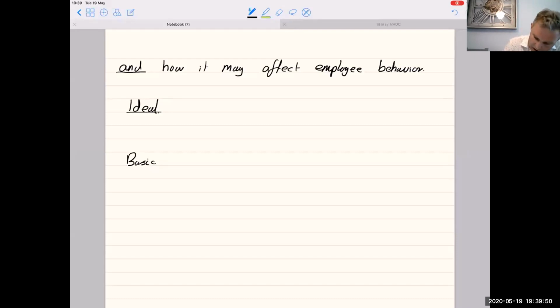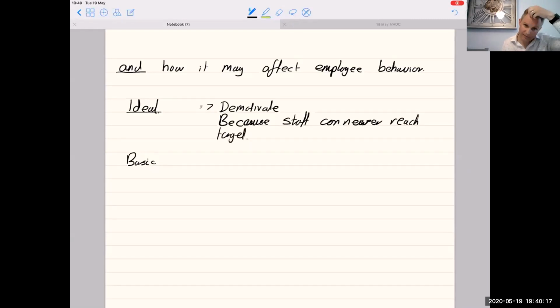So Liliana said, okay, that's going to demotivate because staff can never reach the target. I absolutely agree. They could potentially lose out on their bonuses.